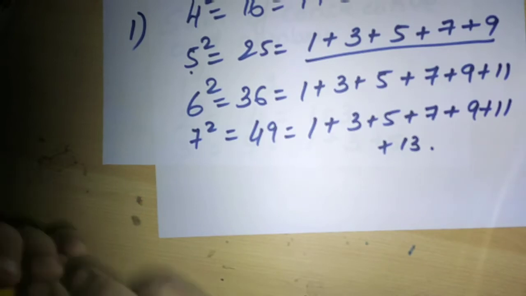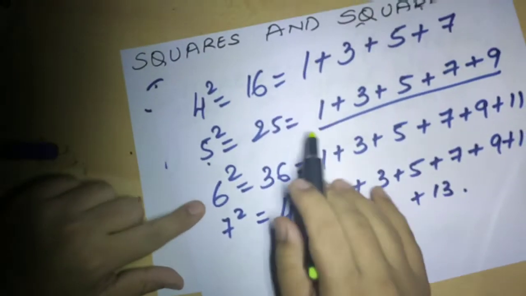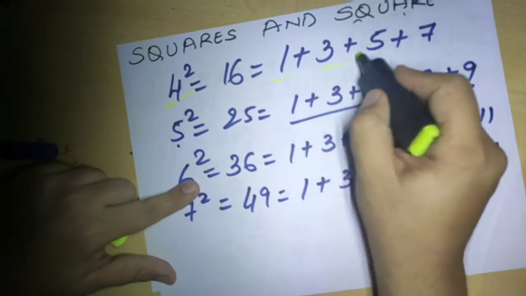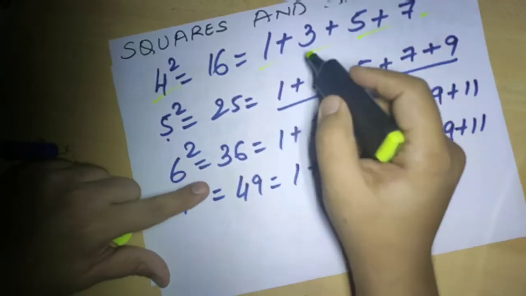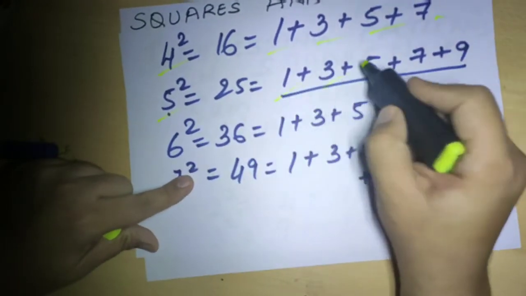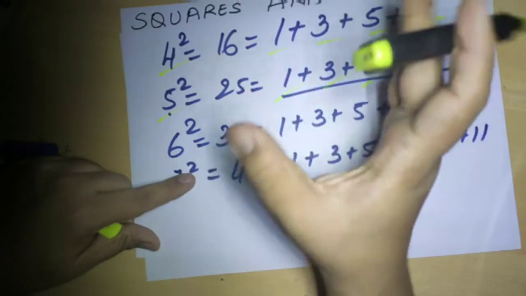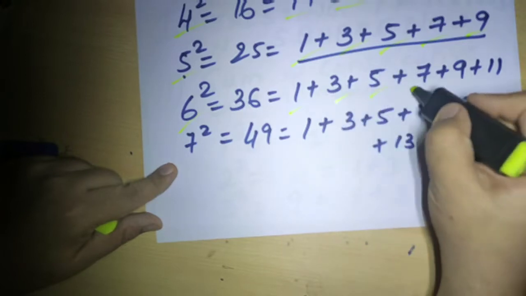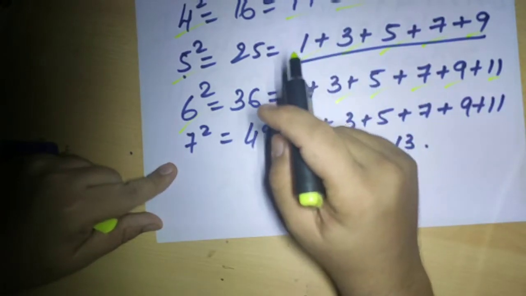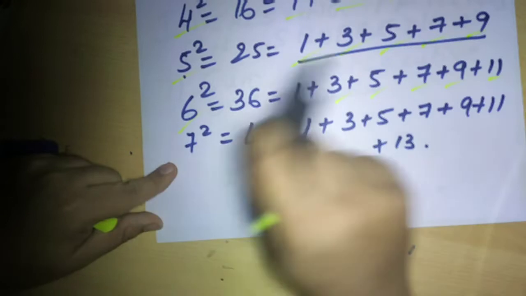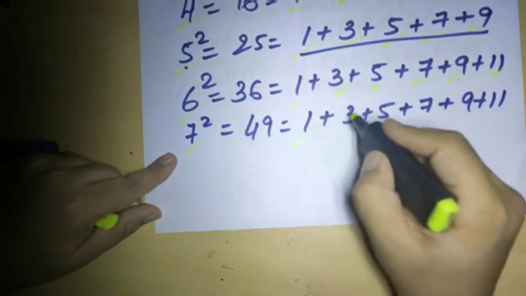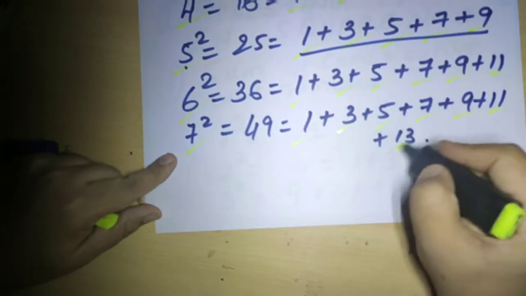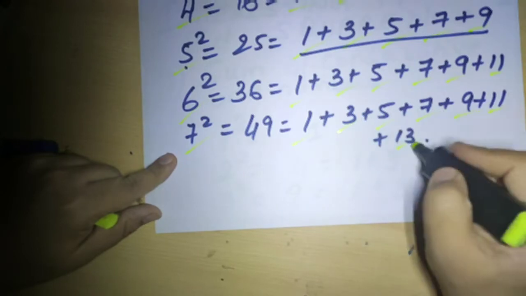You can see over here that if you take 4 square, there are 4 consecutive odd numbers. If you take 5 square, 5 odd numbers are added. If you take 6 square, 6 odd numbers are added consecutively in one line. 7 square is 1, 3, 5, 7, 9, 11, 13, so 7 odd numbers are added.